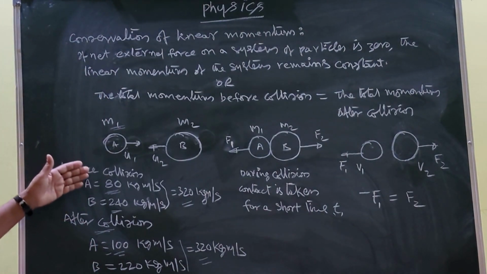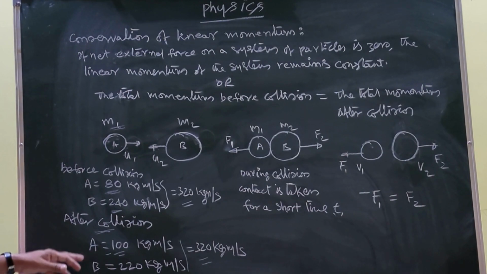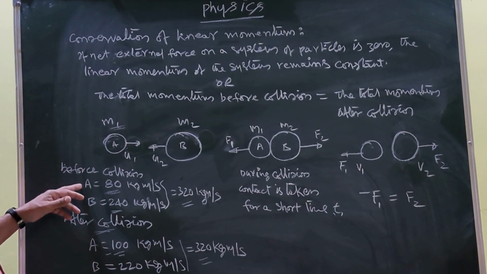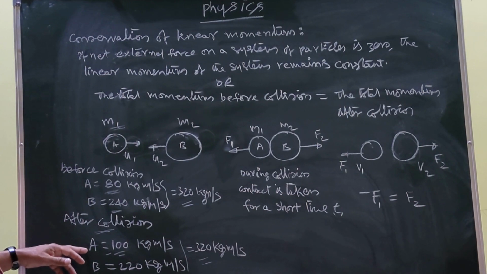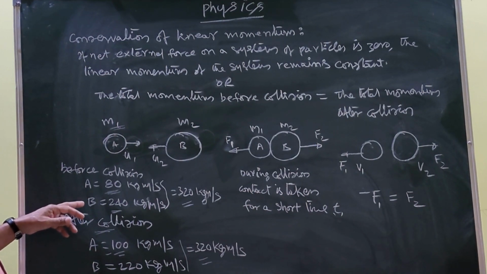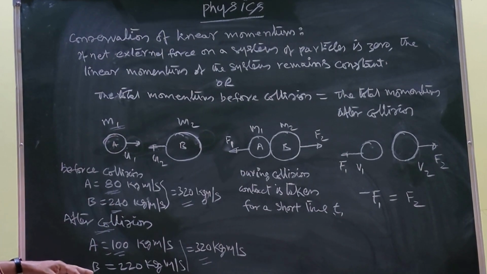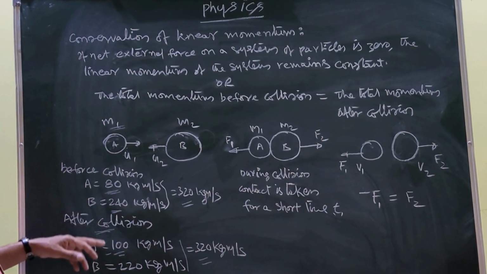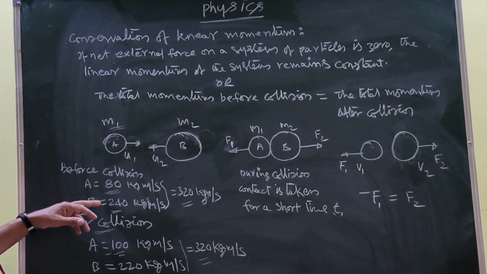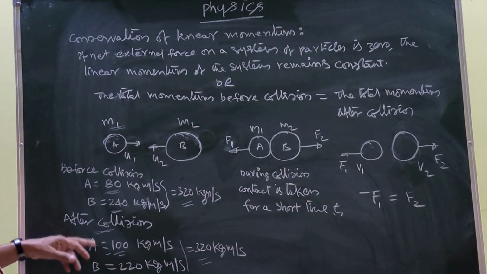What we can understand here is the momentum before collision: A's momentum is 80, after collision A's momentum is 100; before collision B's momentum is 240, after collision B's momentum is 220. So after collision B's momentum is reduced, that is gone to A.